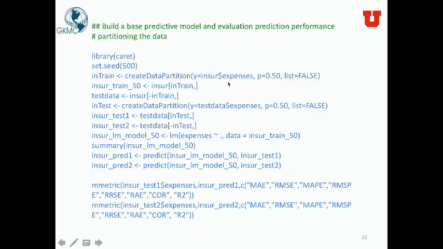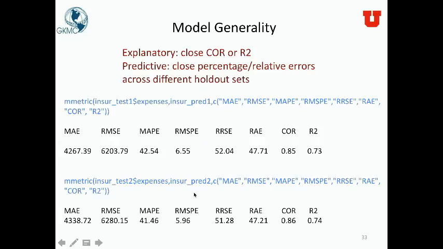code for the insurance data set. After partitions are created, the model is built. These are two simple split models, and testing predictions are generated for the two test sets. Then in the metric function, you can generate both prediction accuracy metrics as well as the metrics for explanatory power of a model. And the result of the simplest base model of insurance, using linear regression, for test set 1 is here, and for test set 2 is here.